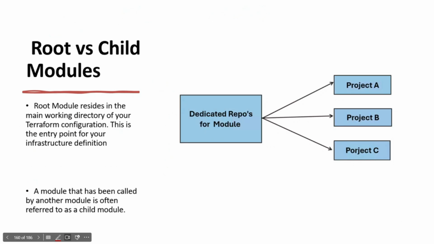Root versus child modules. The root module resides in the main working directory of your Terraform configuration, and this is the entry point for your infrastructure definition. A module that has been called by another module is often referred to as a child module. So the place where we are going to store our module would be our root module, and the place where we are going to call all these modules to pass the values will be our child module.